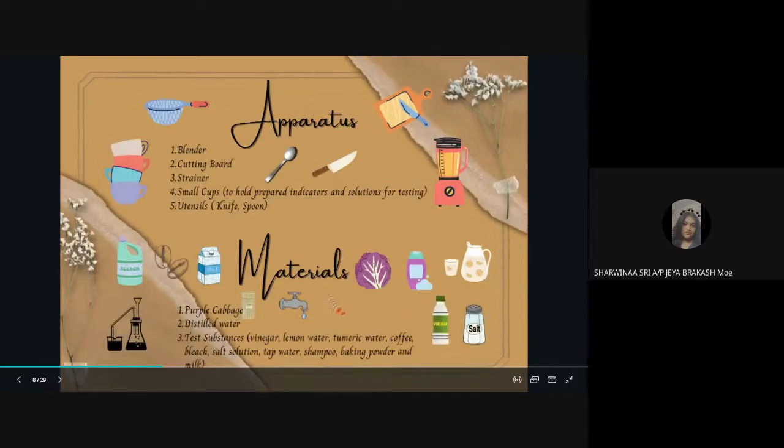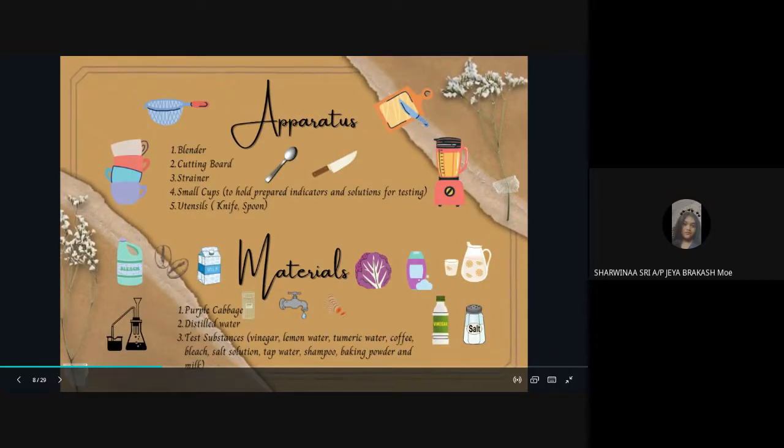These are the apparatus and materials that are used in my experiment. Most of the items I used are the ones in my home except for the red cabbage, lemon, and baking soda. As for the apparatus, I've prepared a blender, cutting board, strainer, small cups to hold prepared indicators and solutions for testing, and utensils such as knives and spoons. And for the materials, I've got purple cabbage, distilled water, and test substances such as vinegar, lemon water, turmeric water, coffee, bleach, salt solution, tap water, shampoo, baking powder, and milk.